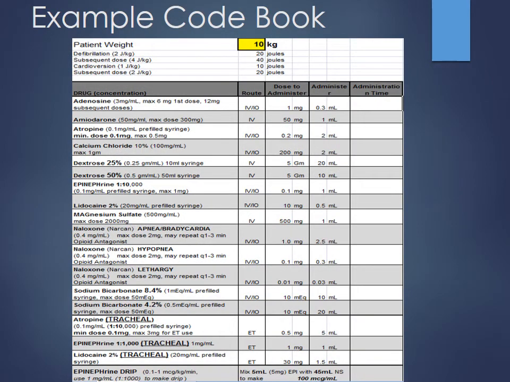Here's an example of what our code book looks like at Nemours. So for instance, we have a 10-kilogram patient here. You can even find defibrillation doses, actually how many joules we're going to program in for that patient. And then you'll have things like adenosine. Okay, here's the route we're going to give it. Here's the dose I want to administer based on it being a 10-kilogram patient. And then here's the volume, right? Because we don't really care what the milligram amount is. The nurse wants to know how much volume I need to infuse into this patient to get the dose in, right? So it can be very useful to have all this available just at your fingertips.